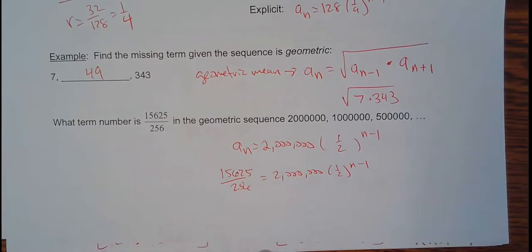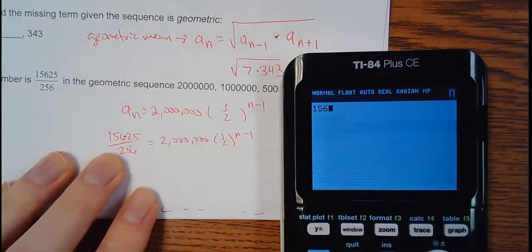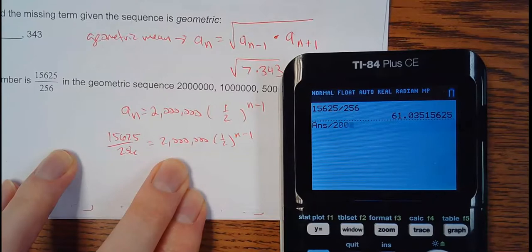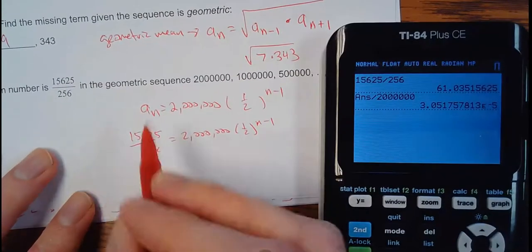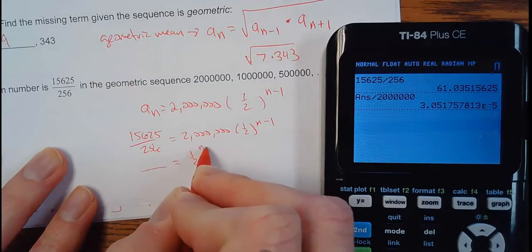But the first step, remember back when we did the bank problems, we had the principal here, we had to divide that over. I'm going to do the same thing. I'm going to divide this over. I would just do it all in my calculator. Okay, so I'm going to put in 15625 over 256. And then I'm going to divide by 2 million. And it's that number. Okay, so I got that number, whatever it is, equals 1 half to the n minus 1 power.